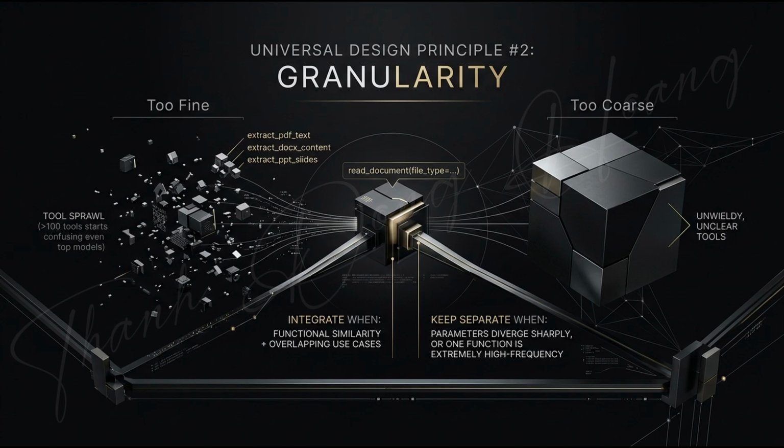Granularity. Get the granularity of your toolset wrong in either direction, and you pay for it. Too many narrow tools, and even top models start picking the wrong one once you cross roughly 100 options. Too few, overly broad tools, and each one becomes unwieldy. The right call is to merge tools when they share a purpose and overlapping use cases. 3 separate document extraction tools can become one read document tool with a format parameter. But keep tools separate when their parameters diverge sharply or one of them gets used constantly on its own.